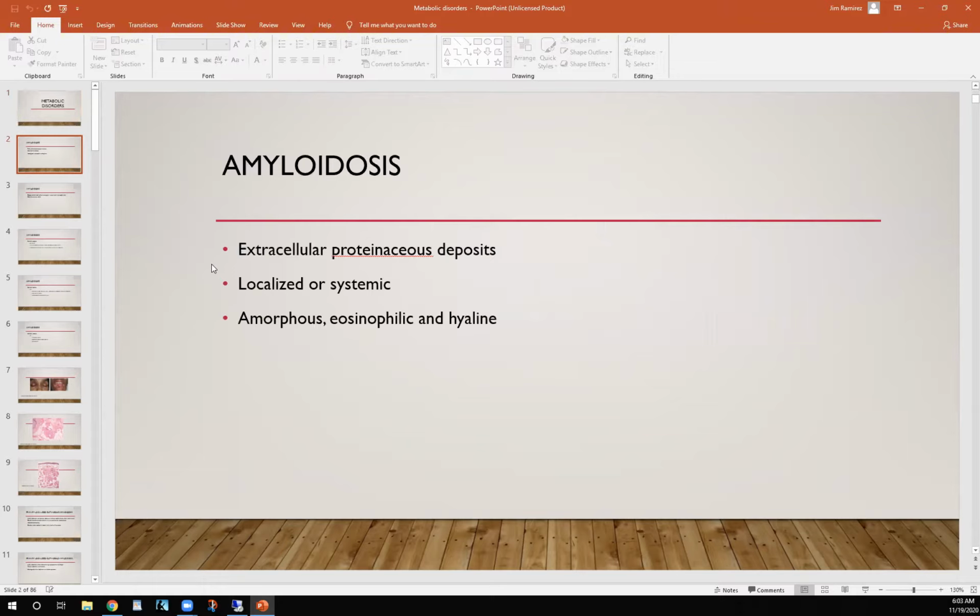So the first condition is amyloid. We've all heard of this. We all love the amyloid protein, which consists of extracellular proteinaceous deposits of this amorphous eosinophilic and hyaline material. Very characteristic look, although it can be presented or deposited to different degrees depending on what kind of disorder, in particular whether it's localized or systemic, and we'll get into that in a little bit.